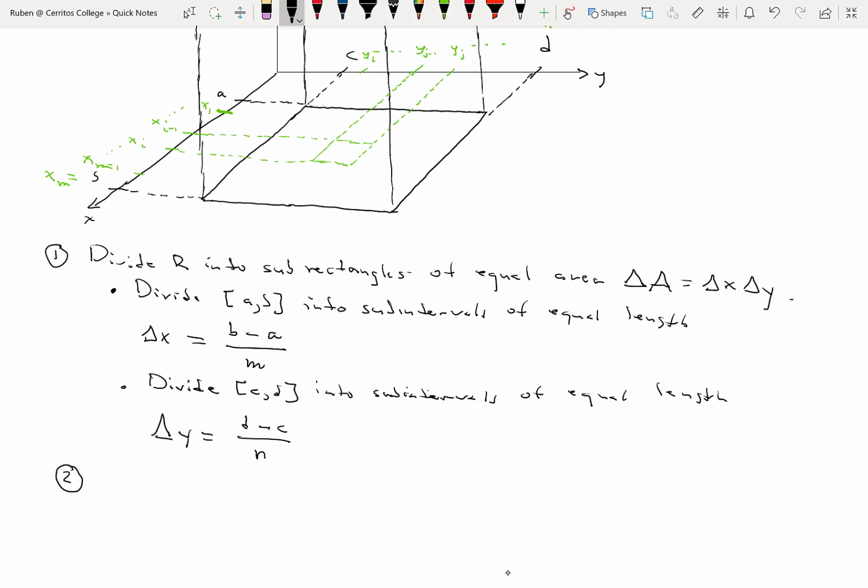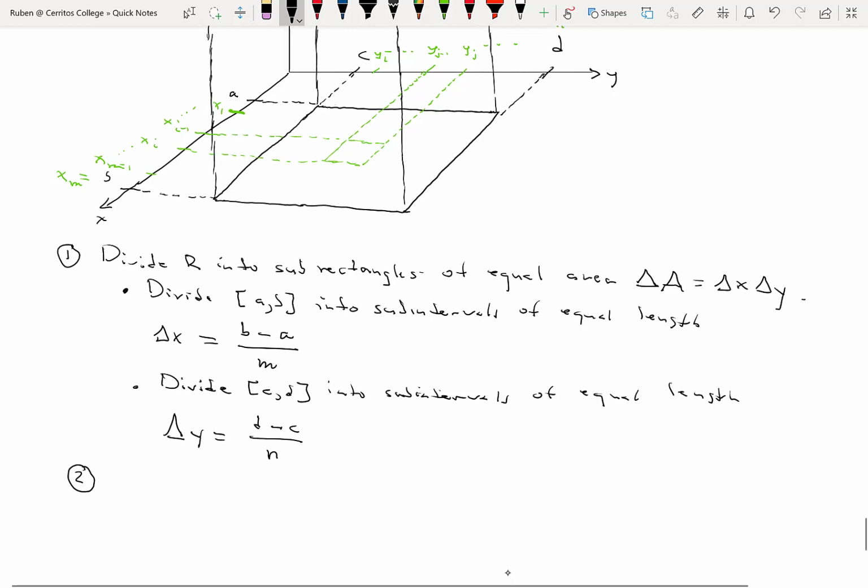Our next step is to, within each of these m times n subrectangles, pick a point at random. In Calc 1, we called that random point in the number i subinterval x sub i star. We can't label the typical point in the subinterval as x sub i star, y sub j star, because the location of that typical little green rectangle, the x and y, are going to depend on the subscript i and the subscript j.